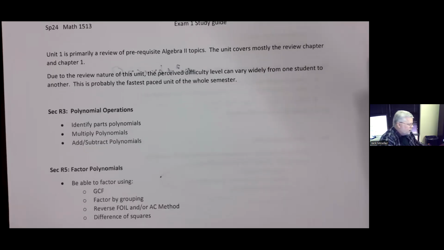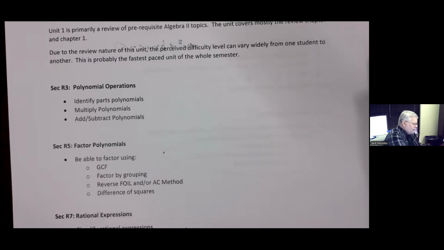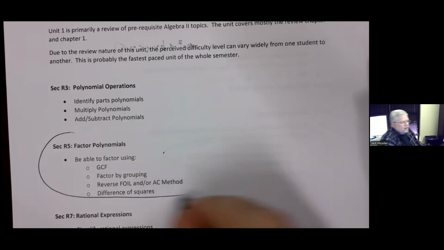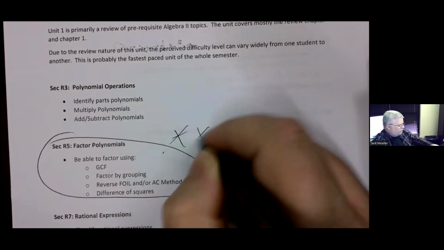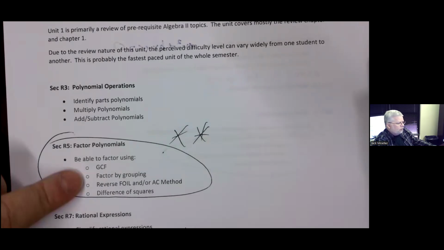Well, there are 3 main topics. Main topic number 1 is R5, factoring. You have to be able to factor, and you have to be able to use every single one of those techniques. So not only do you have to know how to use them, you have to know when to use them.